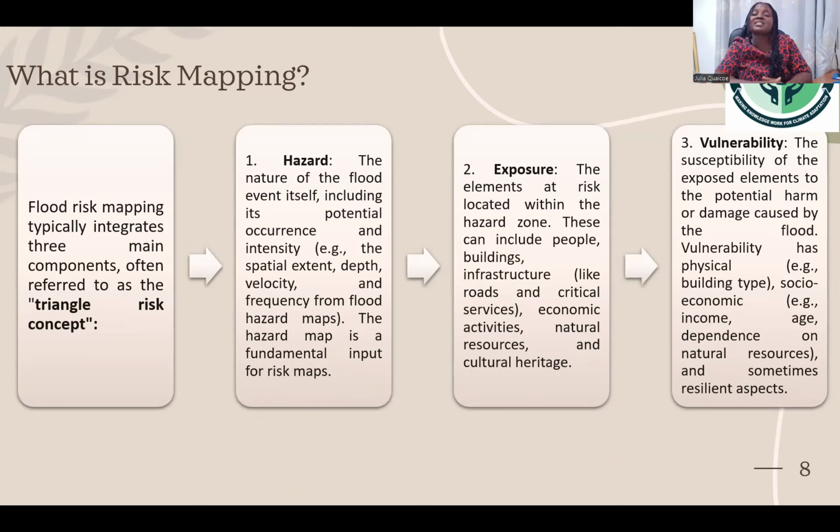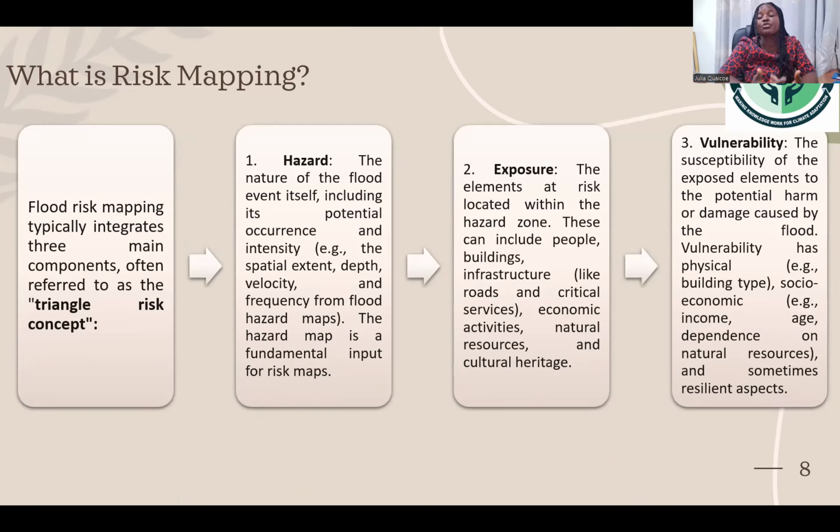The second component in a flood risk map which is considered is what we call the exposure. The exposure just talks about the elements at risk within the hazard zone. And so for a particular coastal area which is prone to coastal flooding, what are the things within this area which can be destroyed or damaged? These may include both people and property.